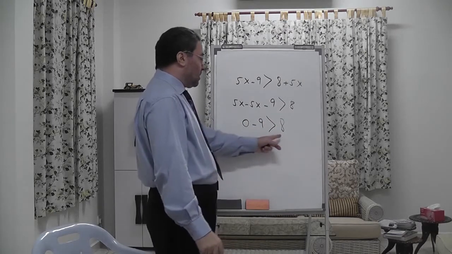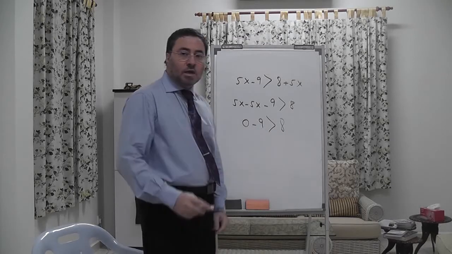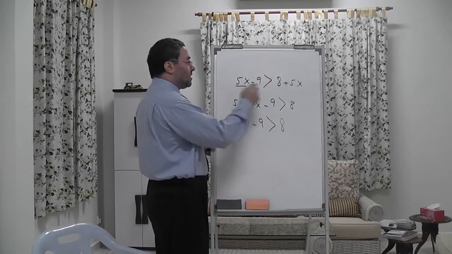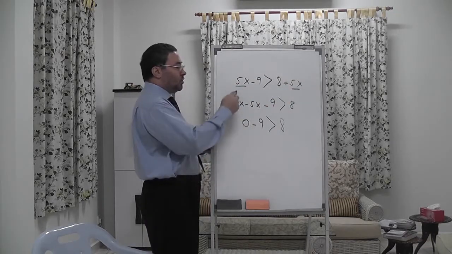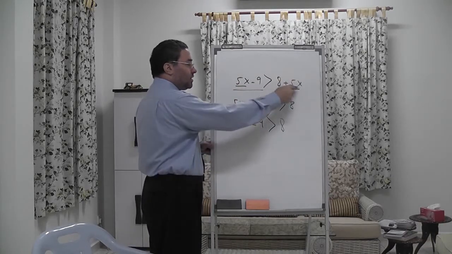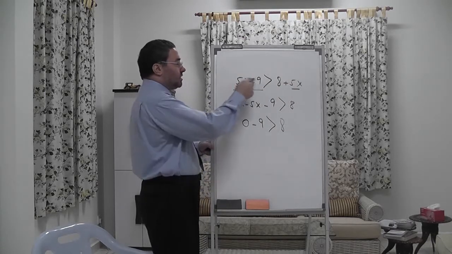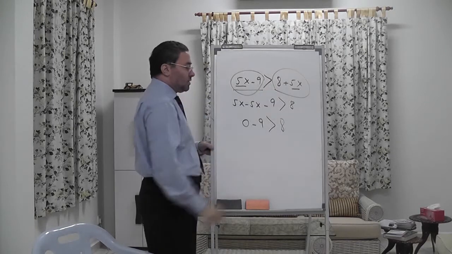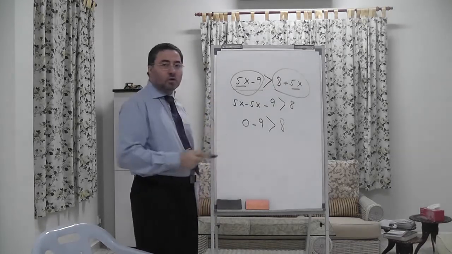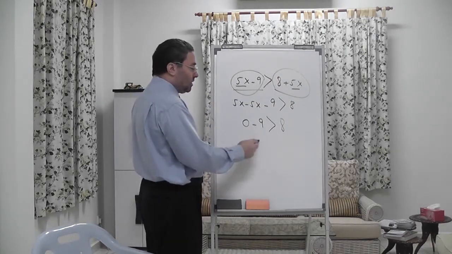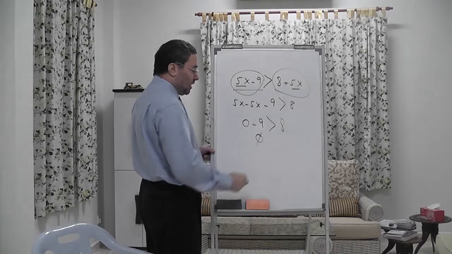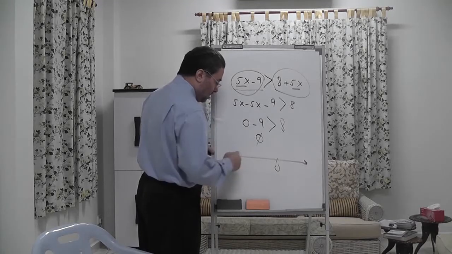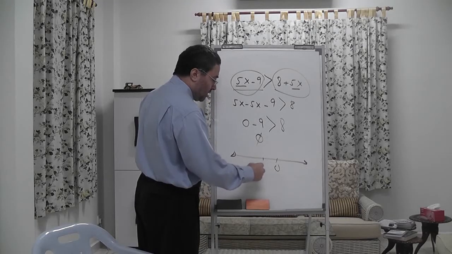This is impossible. Minus 9 is not more than 8. And there is no value we can put for x here that makes this side more than this side. This quantity is always going to be smaller than this quantity. So there is no solution for this inequality, and the solution will be a null set. And when you graph it, there's nothing to put on the graph.